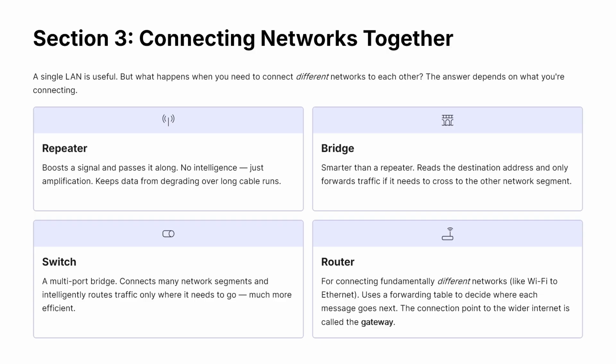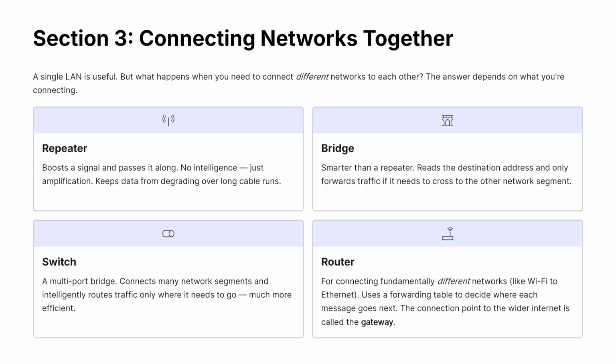A repeater just boosts the signal and passes it along. No intelligence. A bridge is smarter. It looks at the destination address on a message and only passes it across if it needs to go to the other side. A switch is like a bridge with multiple ports. It can connect several network segments and intelligently routes traffic only where it needs to go.